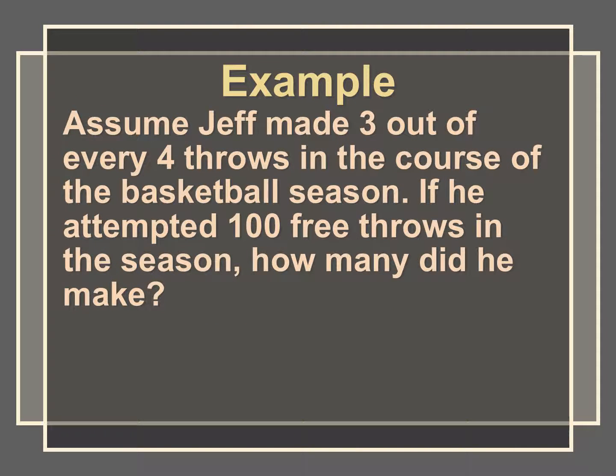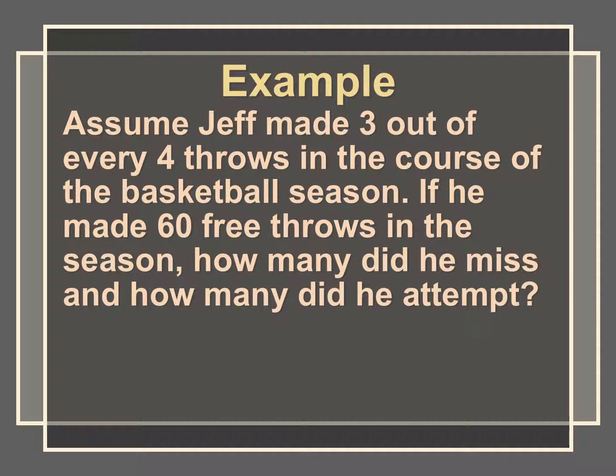Okay, so let's go back to Jeff making his free throws. So he's still making 3 out of every 4 throws, okay? If he attempted 100 free throws in the entire season, how many did he make? So remember, out of every 4, he's making 3. So 4 goes into 100 25 times, and he's making 3 of that. So 3 times 25 is going to be 75 free throws.